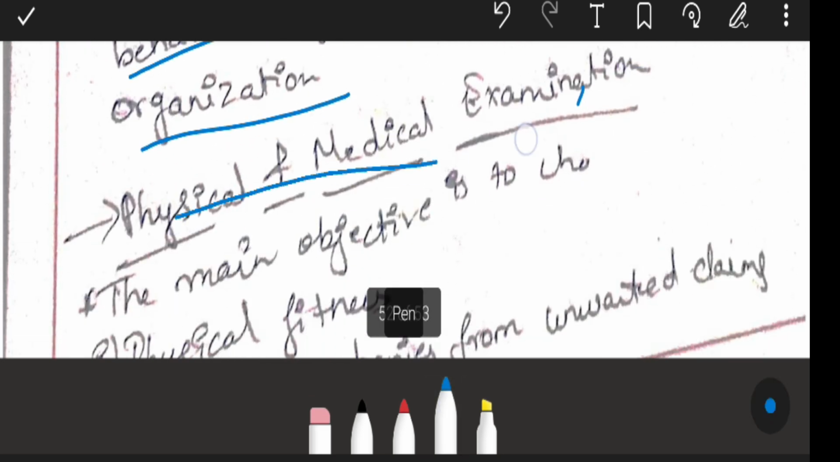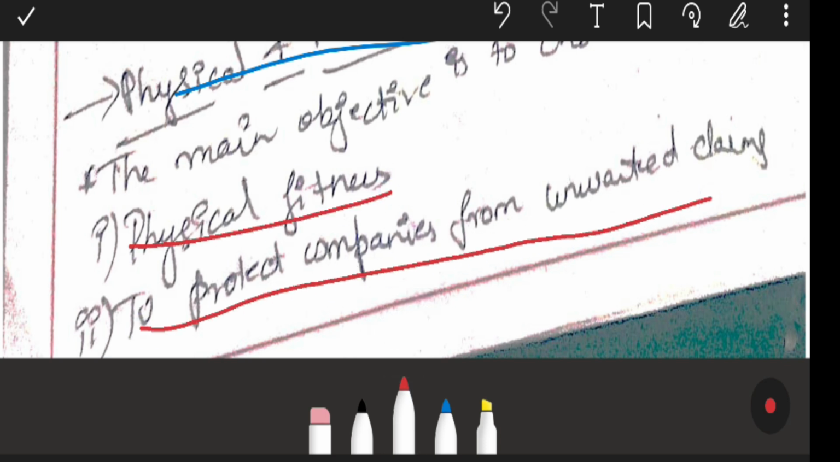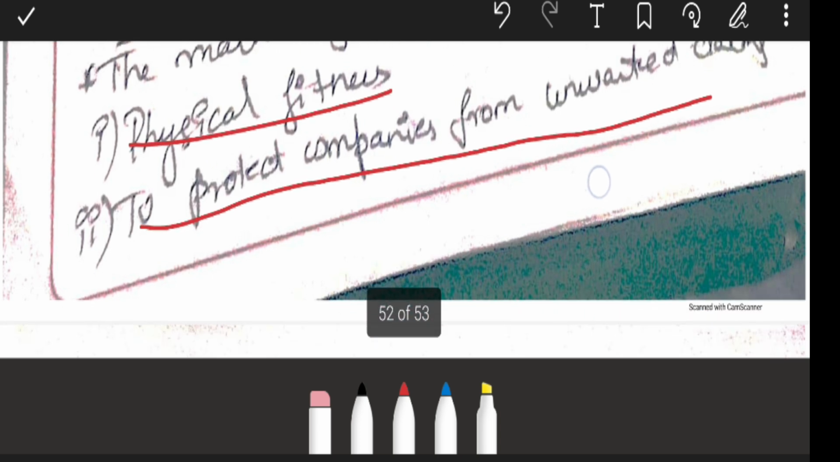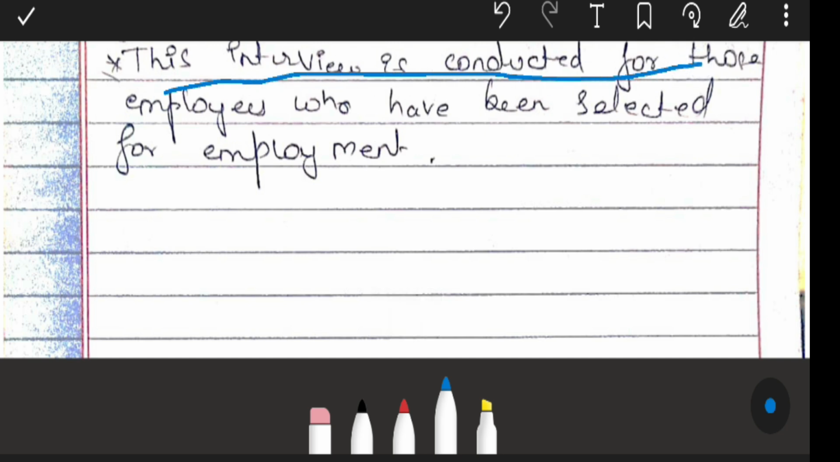Physical and mental examination. An employee might be physically and mentally examined to check physical fitness, to protect companies from unwanted claims. Okay, final interview. The final interview is conducted for those employees who have been selected for employment.